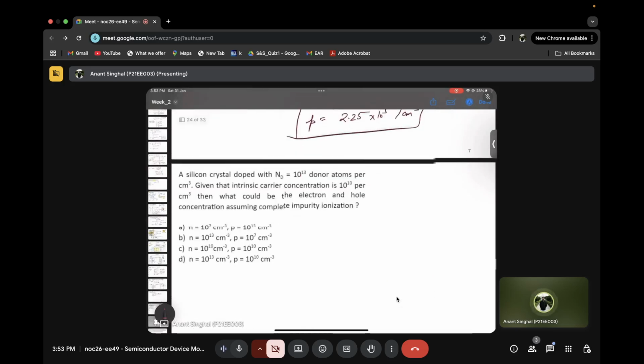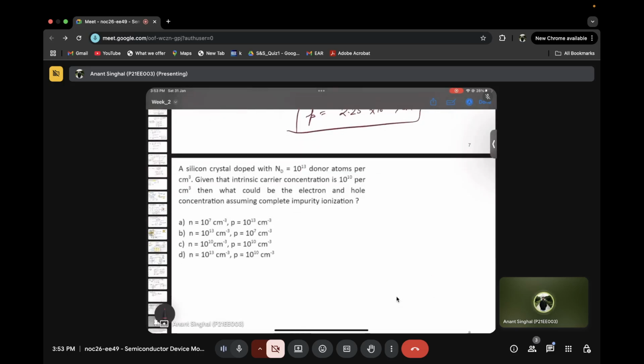Similarly, we have one more question; try to do the same. It has a silicon crystal which is doped with Nd. For your reference, Nd is the donor concentration, which means it is N type, and Na is the acceptor concentration, which means it is P type. So if Nd is greater than Na, then it is an N type semiconductor. If Na is greater than Nd, it is a P type semiconductor.